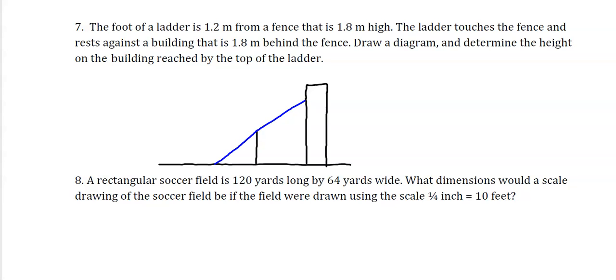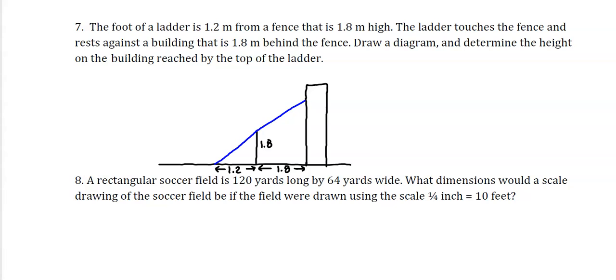And let's get some numbers on here. The foot of the ladder is 1.2 from the fence. So we have 1.2 as the bottom of the ladder to the fence. The fence is 1.8 high. The ladder touches the fence and rests against the building that's 1.8 behind the fence. So the building is 1.8 behind the fence. Kind of weird, we got two 1.8s in there.